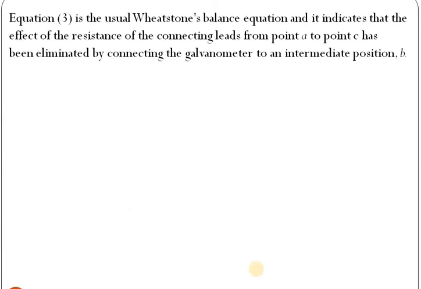So from that, equation 3 is the usual Wheatstone's balance equation, and it indicates that the effect of the resistance of the connecting leads from point A to point C has been eliminated by connecting the galvanometer to an intermediate position B. Already we have discussed this point in the previous video.